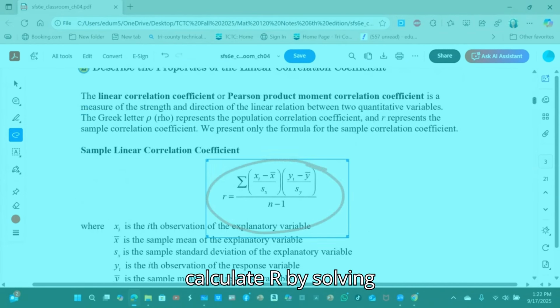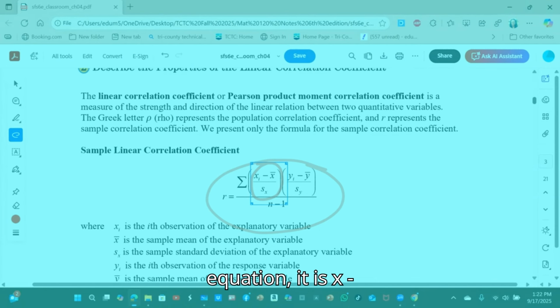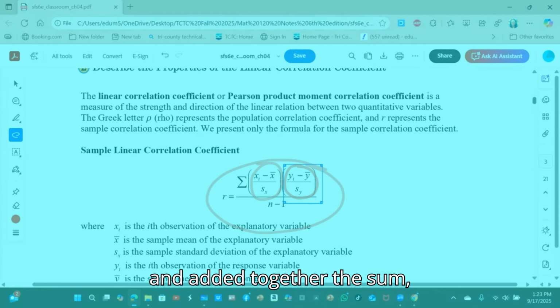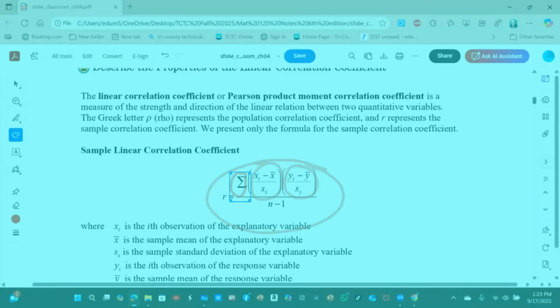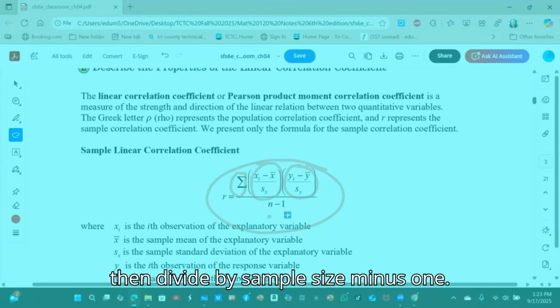We can calculate R by solving this equation. If you note this equation, it is x minus x bar over the standard deviation, that is the z-score for the x column, for each of them multiplied by the z-score for the y column, multiplied by each other and added together, the sum, then divide by sample size minus 1.